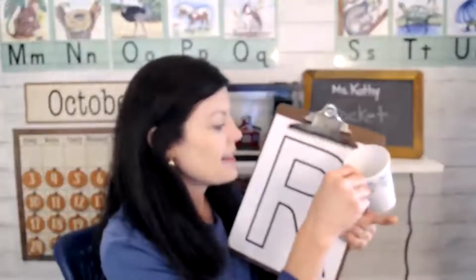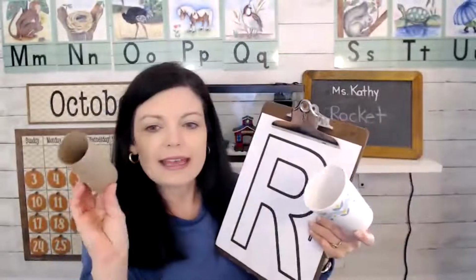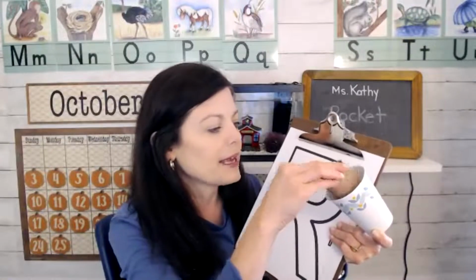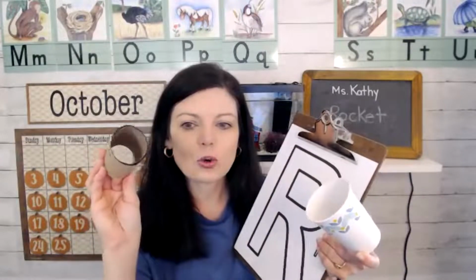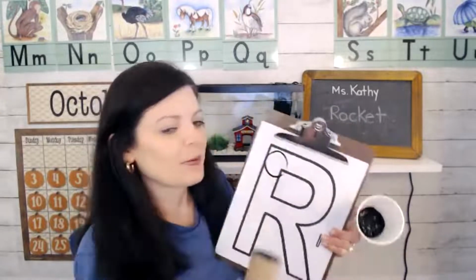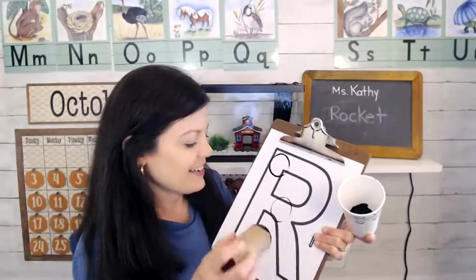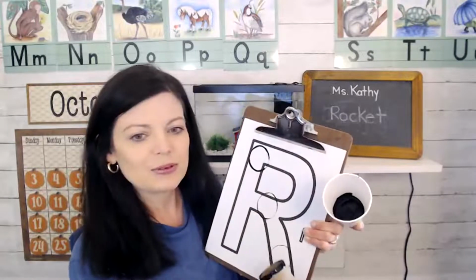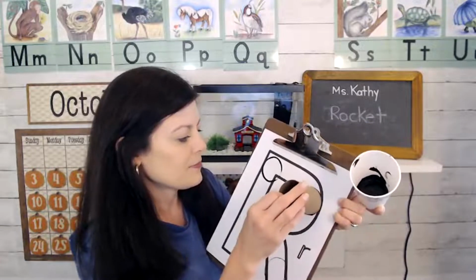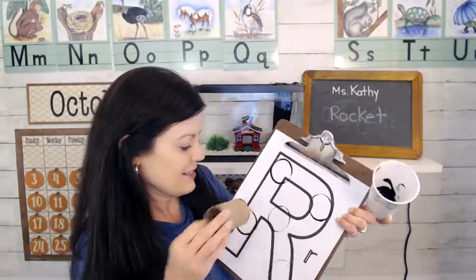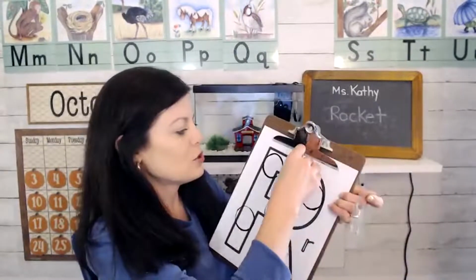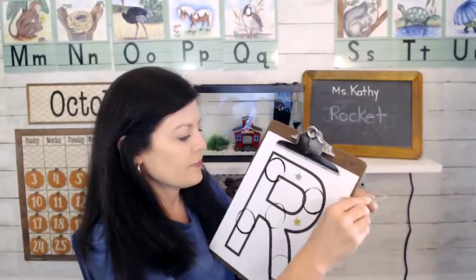So an idea that I have for making the moon, sometimes rockets blast off to the moon or up to planets, is I'm just taking a toilet roll and dipping it into some paint, and then I'm just going to press it onto my letter R. That's going to look like maybe the moon or like some planets in outer space. Okay, now the next thing I'm going to do is just add some star stickers to mine.